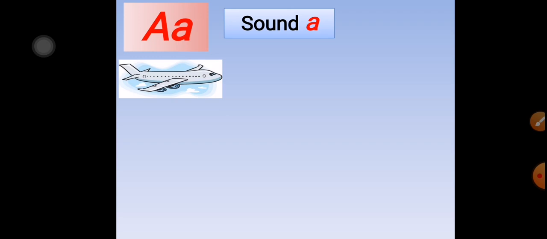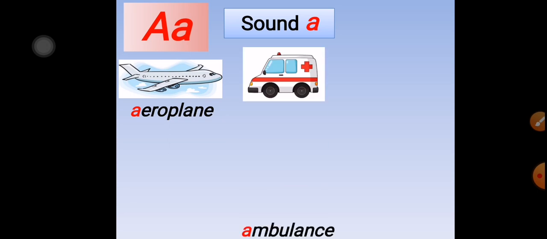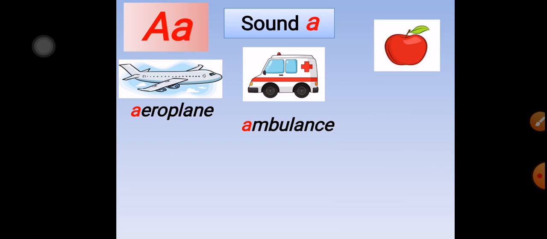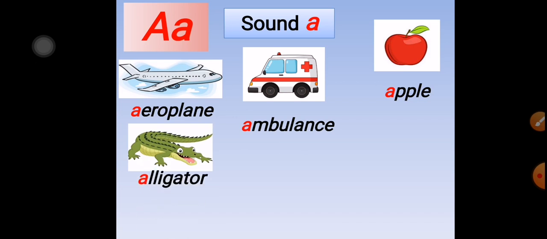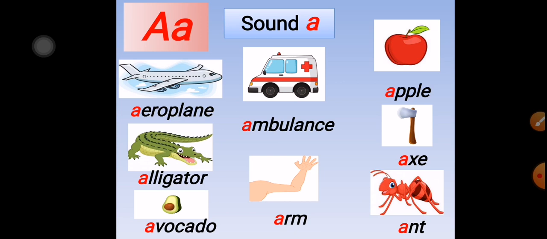Aeroplane. The next one, ambulance. The next one, apple. Alligator. Avocado. Arm. Axe. And ant.